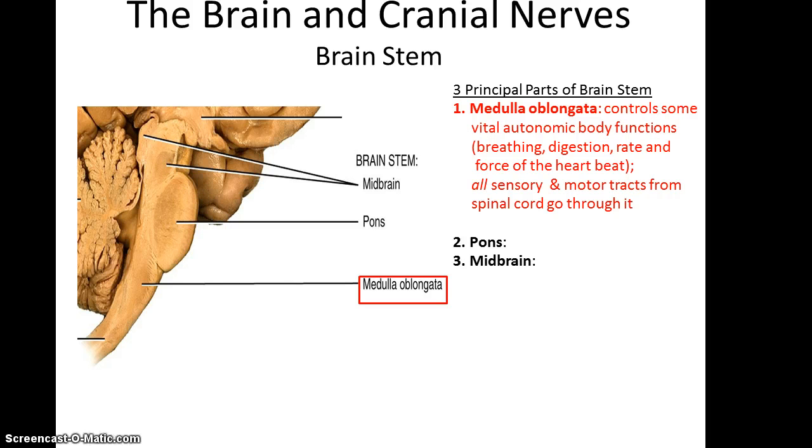The medulla oblongata controls many vital autonomic body functions, things such as breathing, digestion, rate and force of heartbeat. So it's very, very important just for our basic necessities of being alive. Also, all sensory and motor tracts from the spinal cord go through the medulla oblongata. So basically all the information is coming up and down through the medulla oblongata.